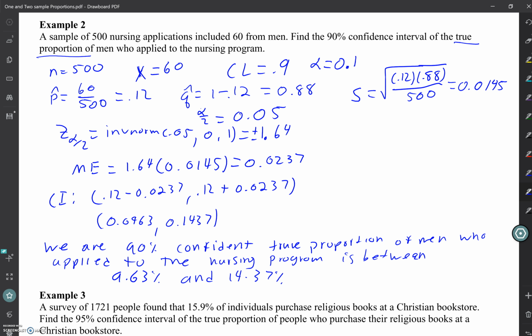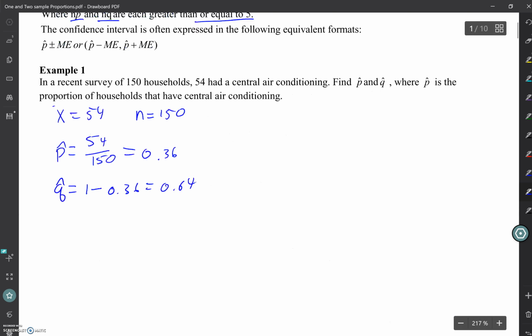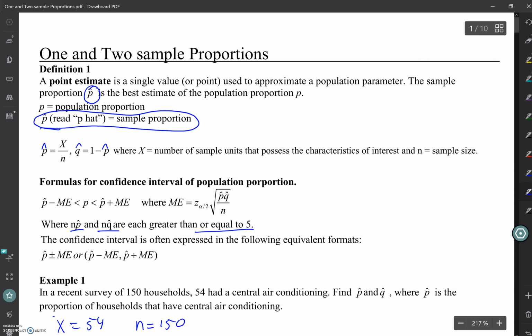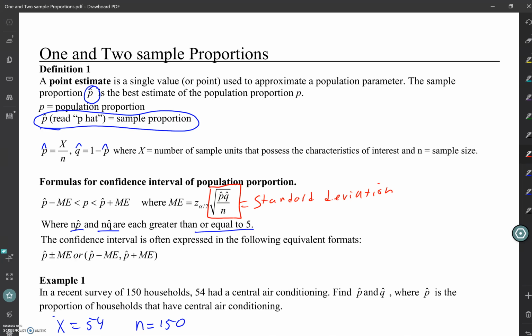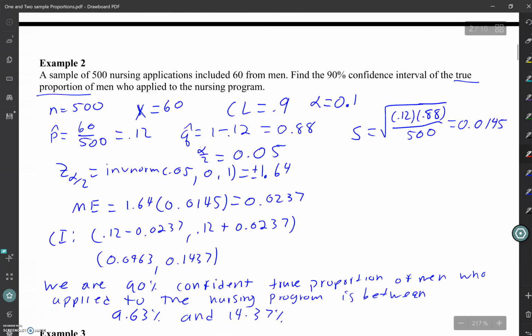Questions? The formula for S, that came from just this portion of the margin of error. So that portion is my standard deviation. And then you multiply your standard deviation by the critical value. So that's where S came from. Other questions?